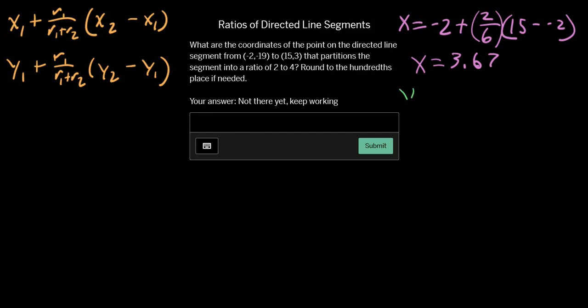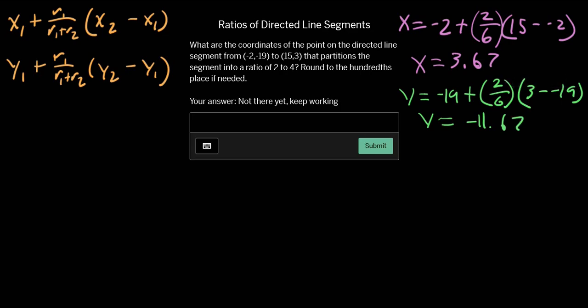If you're looking at y, it's y equals, and then y1, so negative 19, plus that same ratio, so 2 over 6, and then times 3 minus negative 19. And we take that, and again, we type it into the calculator. And what we get is y equals negative 11.67. So my coordinate here is 3.67, comma, negative 11.67.